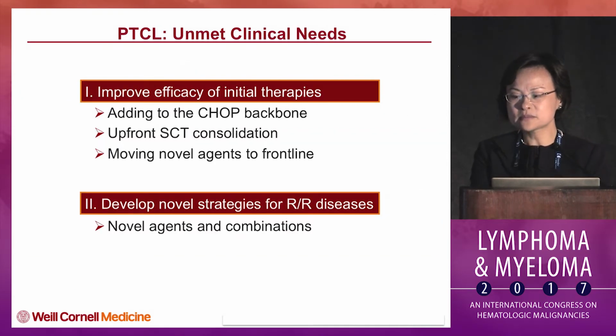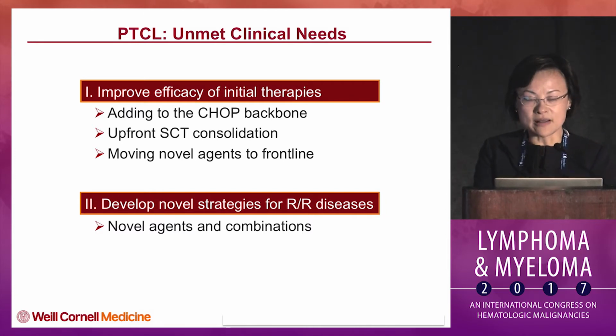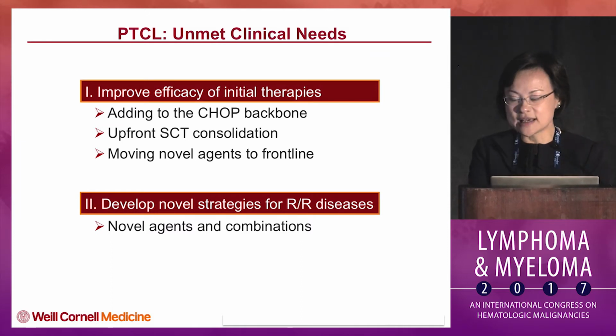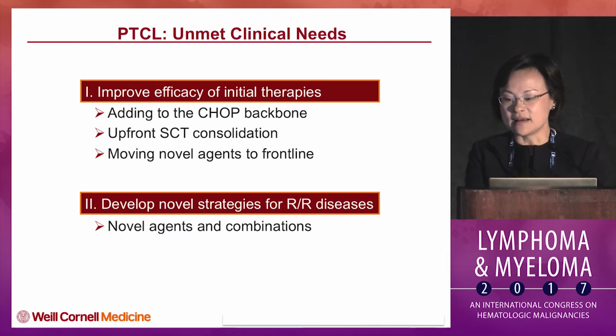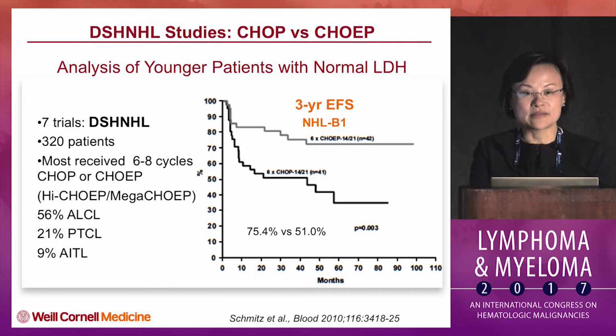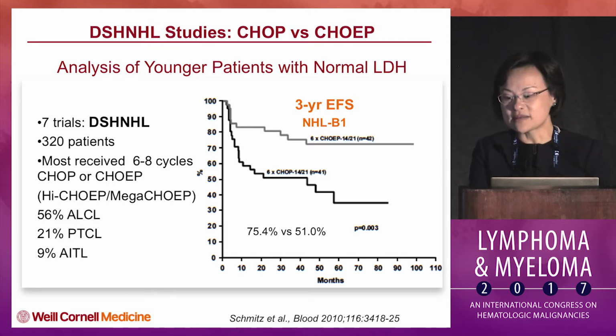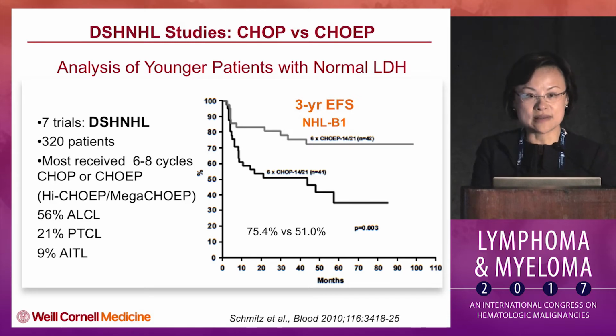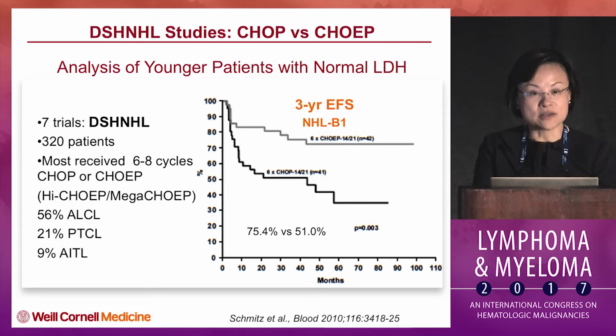in this particular setting. Strategies to improve clinical outcome, especially in the frontline setting, involve several approaches, including adding etoposide to the CHOEP backbone, consideration of frontline autologous stem cell transplant, and also moving novel agents into frontline combinations. The evidence of benefit by adding etoposide to the CHOP backbone is based on retrospective analysis. The best analysis comes from a pooled retrospective study which analyzed 7 trials from the German high-grade NHL study group, which included about 300 patients. In that analysis, the majority of the patients had ALCL, some had PTCL and AITL. The study showed that event-free survival seems to improve, but not overall survival.